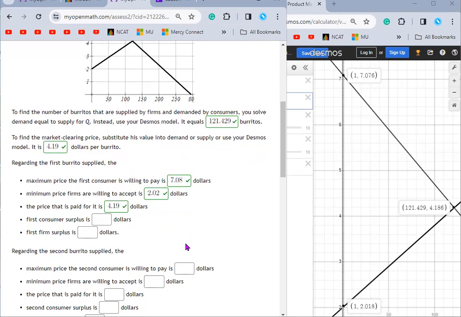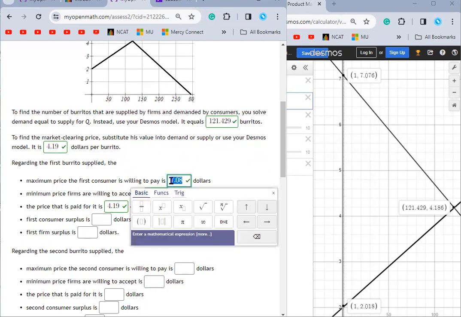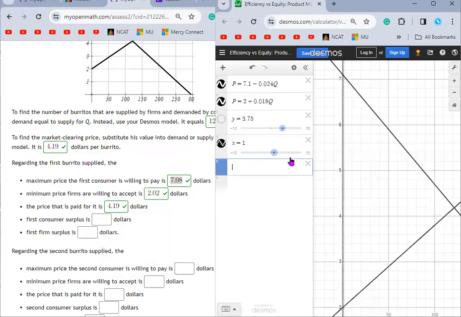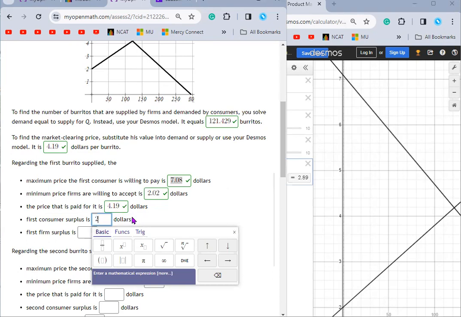Now, think about this first consumer. When there's only one offered, that first consumer is willing to pay up to $7.08, but only has to pay $4.19. So this person is very happy with this, right? They only have to pay $4.19, but they'd be willing to pay up to $7.08, right? So that first person has a surplus, we call it a surplus, of the difference in these two, right? That first consumer surplus is $2.89.